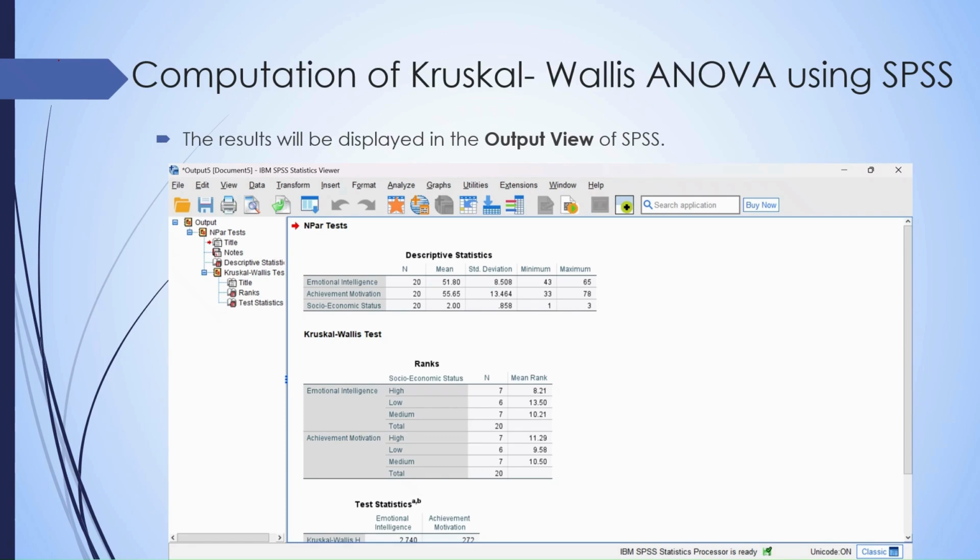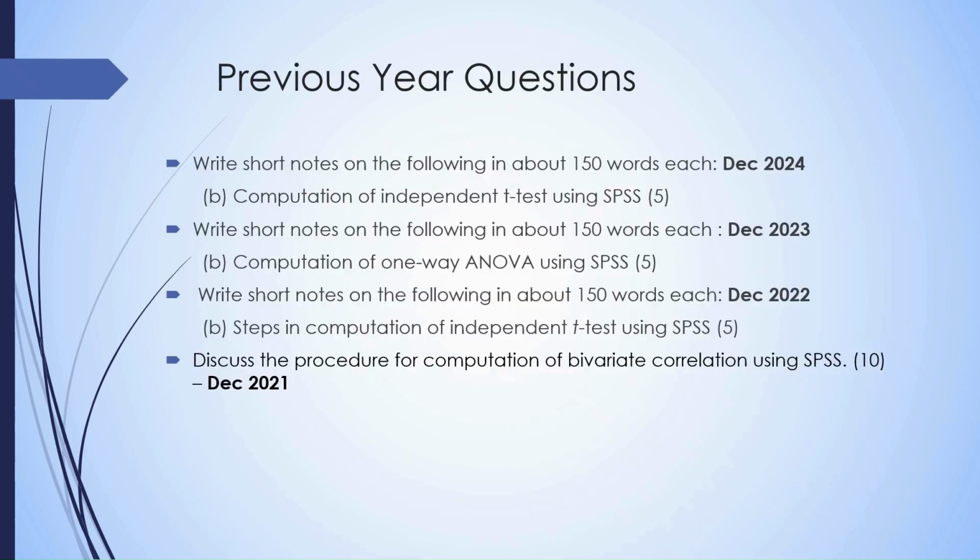See here, Kruskal Wallis test. It has given me all the data that I need, right? So this is how we calculate Kruskal Wallis ANOVA using SPSS. With that, we have completed the last unit of BPCC 108. All right. So as usual, let's go and see the previous year questions from this topic.